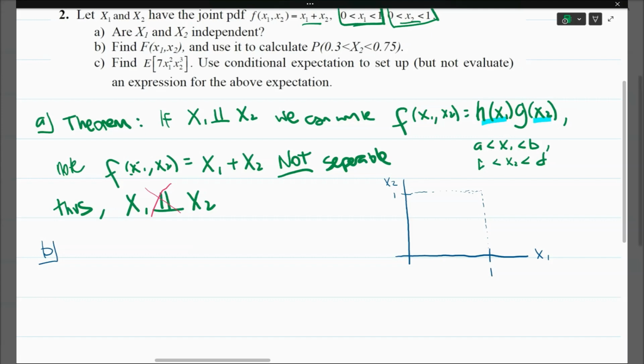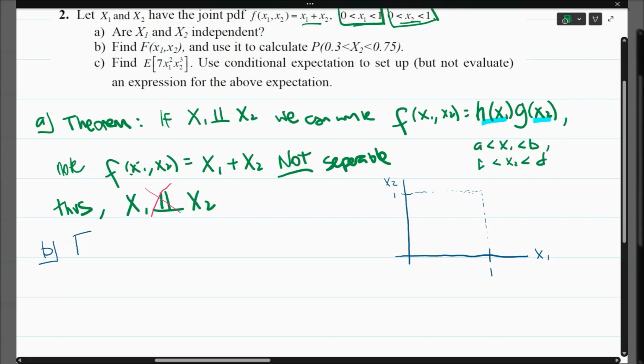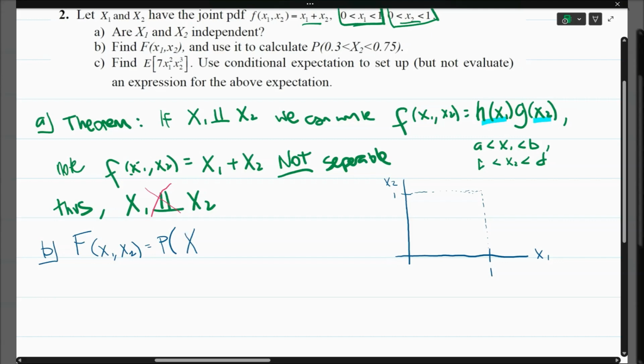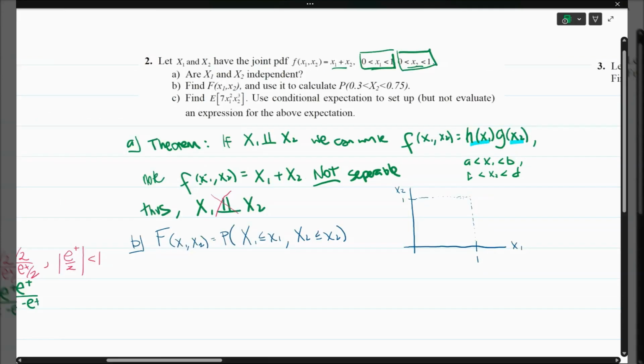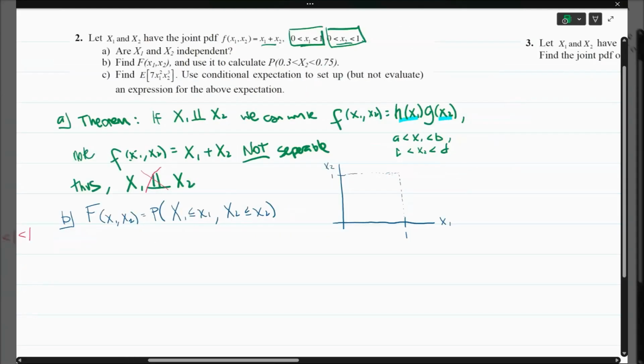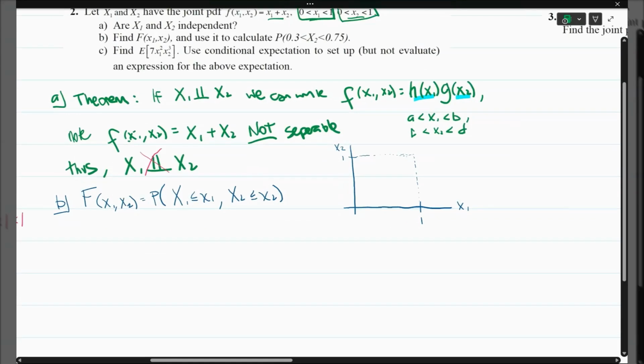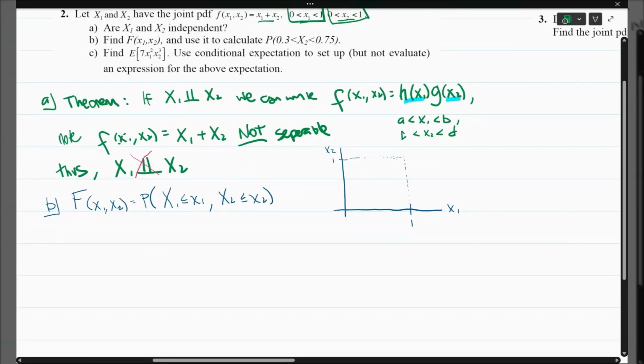For the CDF, we know that F of little x1, little x2 is the probability that big X1 is less than or equal to little x1 and big X2 is less than or equal to little x2. That's how much probability we've accumulated. So we're going to look at this as an integration problem. This is going to be equal to a double integral of our density.